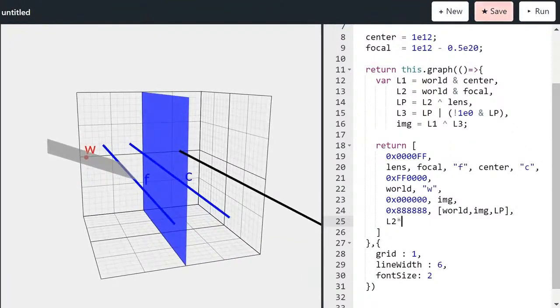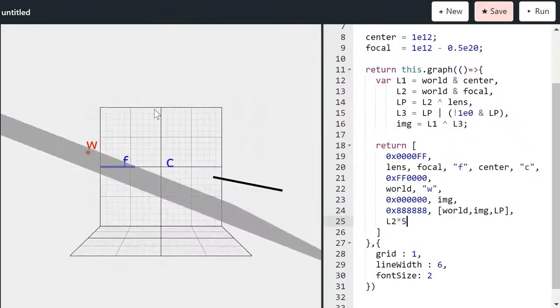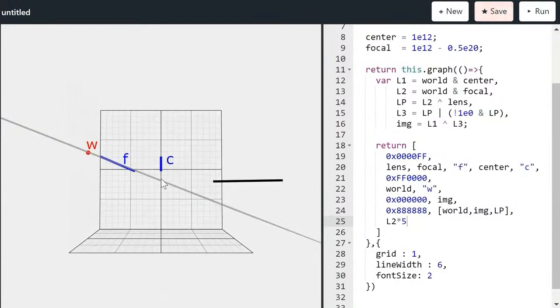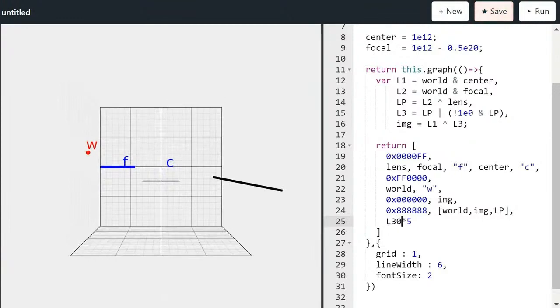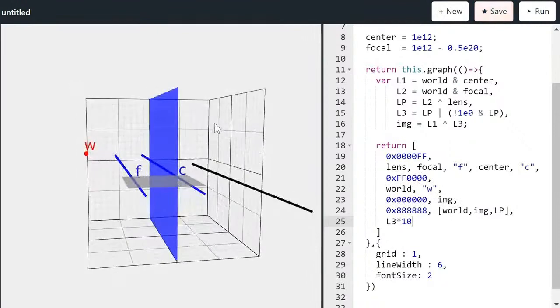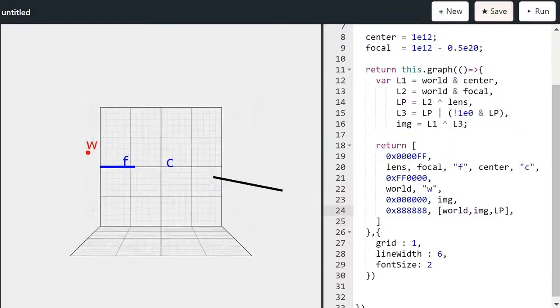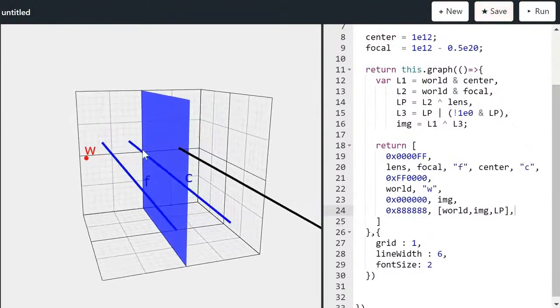And similarly, the L2 plane will go through this guy. Actually, let me make it a bit bigger to see it. So it goes through this thing, and it then hits the mirror here, which is, of course, where L3 will orthogonally be. Let me make it even bigger, like this. So everything still works with the same code and exactly the same setup, even though we change the focal and the center from points to lines.